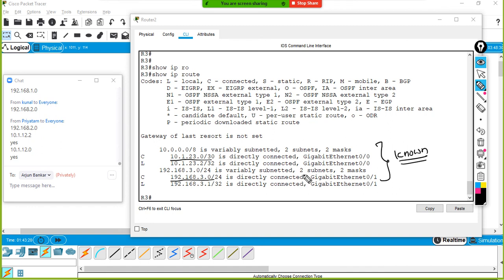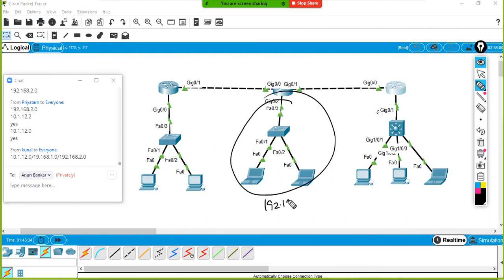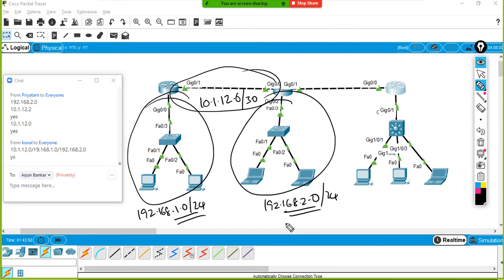Because router 3 doesn't know about 192.168.1 and it doesn't know about 192.168.2. See there. Let's go to the topology. If you have any doubt, just see the topology. That's it. It doesn't know this network 192.168.2.0. It doesn't know this network, which is 10.1.12.0/30, and it doesn't know about this network 192.168.1.0. Right? Is it clear, everybody? Say yes or no. Yeah, guys, everybody understanding, right? Good. So let's go and write the routes.